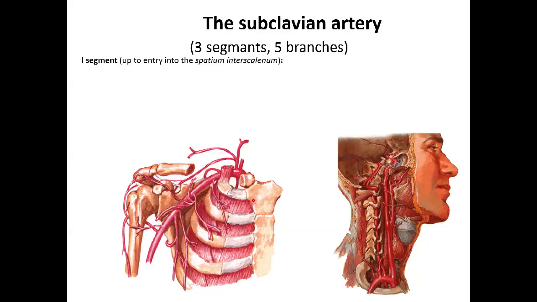First segment is here. So from the origination of subclavian artery up to entry into spatium interscalenum. I hope you recognize that this is musculus scalenus anterior. So in this small region we can't see subclavian artery because it is in second segment. So first segment is here. And what vessels can we find in the first segment of subclavian artery?